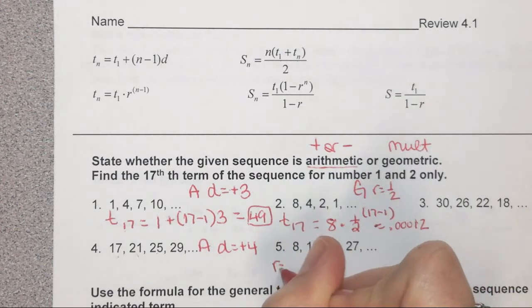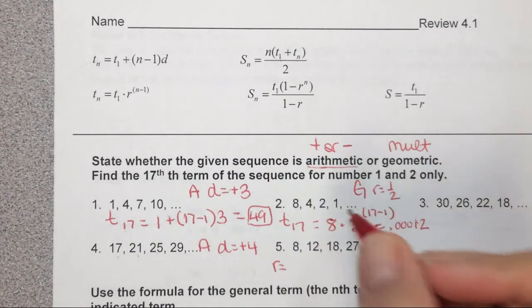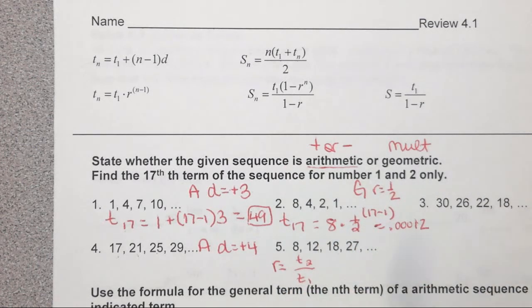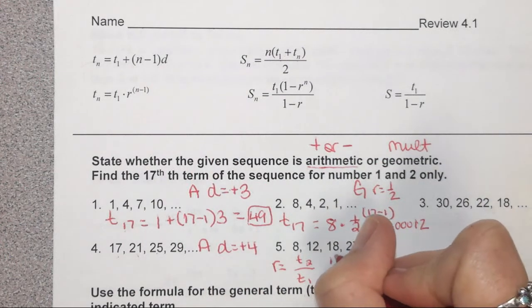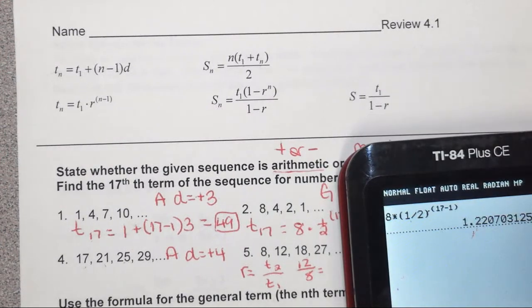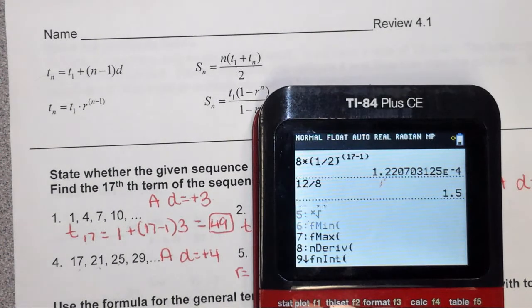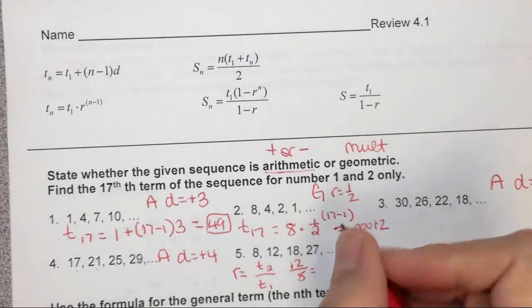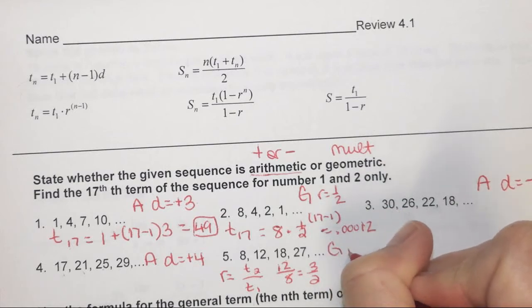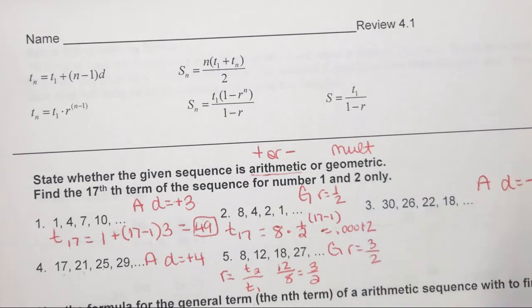Sometimes it's hard to figure out, so I told y'all to find r, you take the second term and divide it by the first term. Notice that equation is nowhere up here. You have to know this. So the second term is 12 divided by 8. So you can go to your calculator if you need to. 12 divided by 8, and then you're going to math bracket. So it's 3/2. So it's geometric, and r equals 3/2.